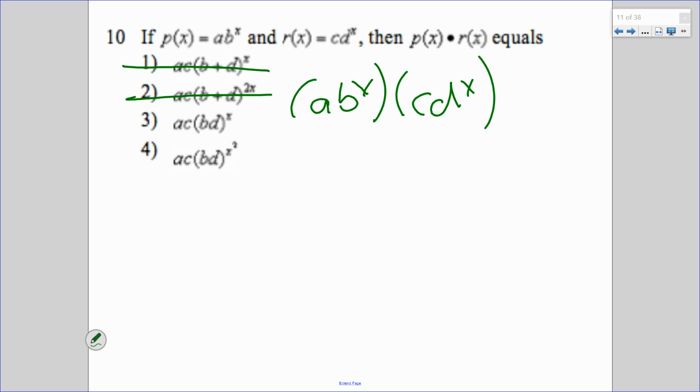Now, this is, I don't know, Algebra 1, middle school. I don't particularly like this question too much. It's just manipulating variables. But because B and D are both being raised to the power of x, you can put them together, raised to the power of x, and AC would be in front. So that would be choice 3. Could you use multiple choice strategy for this? Well, you're going to need 5 variables, but sure.